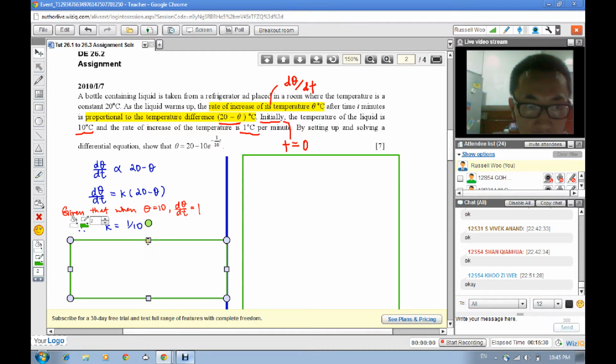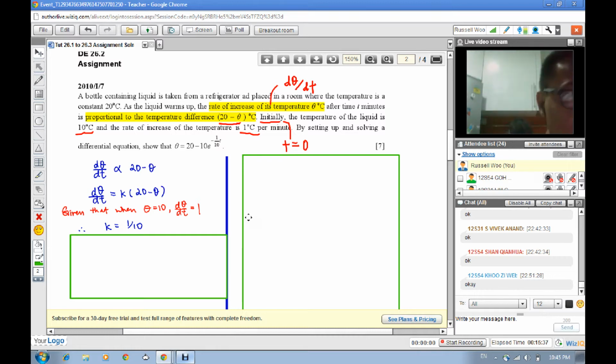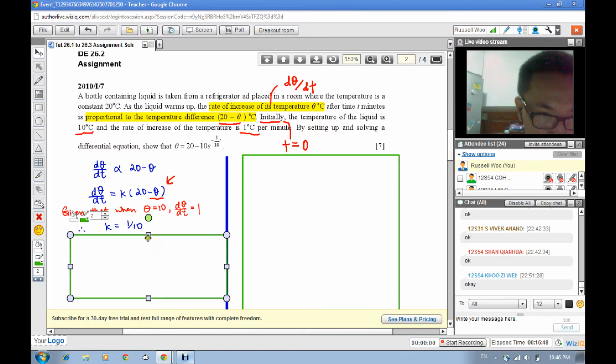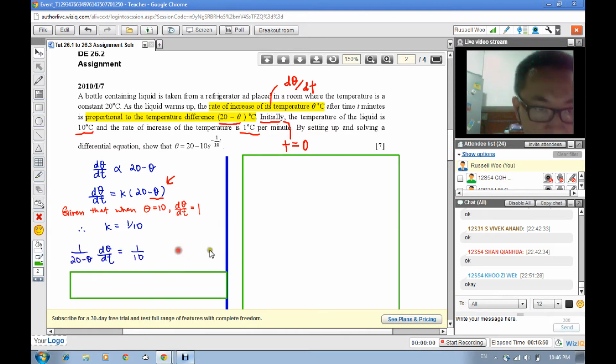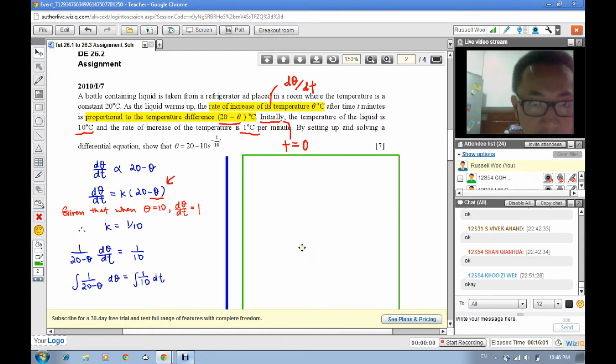Now we can focus on solving the DE. Again, to solve the DE, look at the expression on the right. It has theta, so we are not going to integrate it in this form. We are going to divide both sides by 20 minus theta so that we can easily integrate. This is of type 2, so we have to shift the theta to the left hand side. Of course, I'm not going to go through the integrating very much.